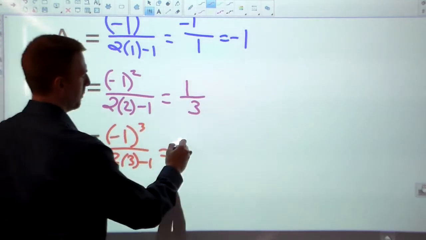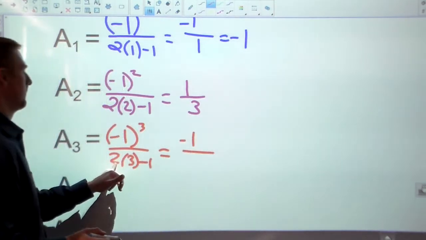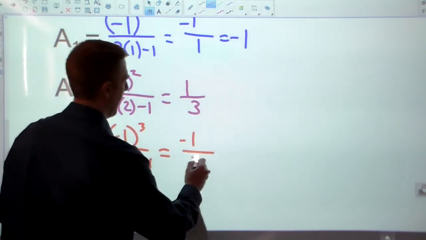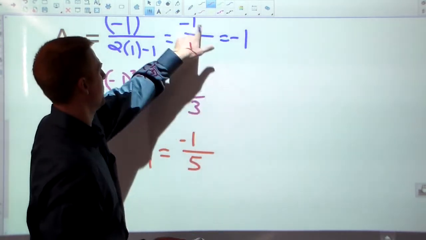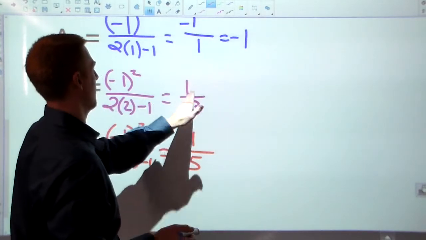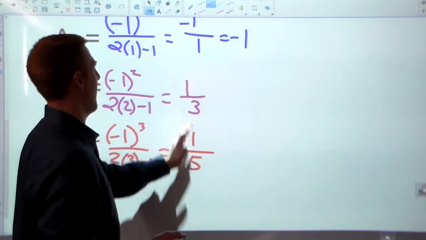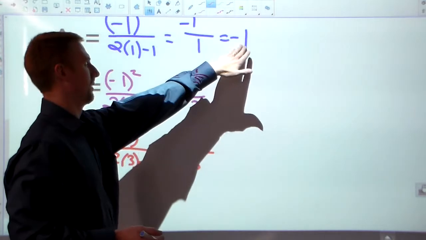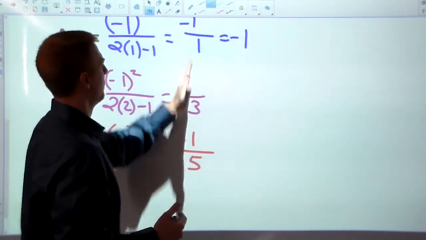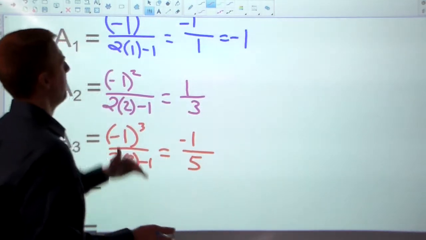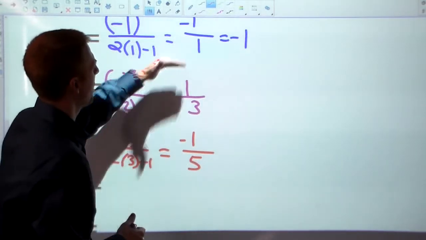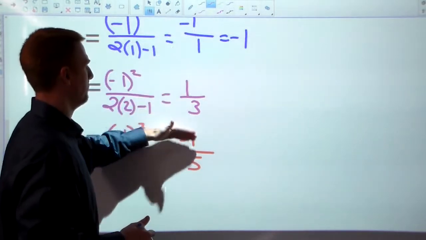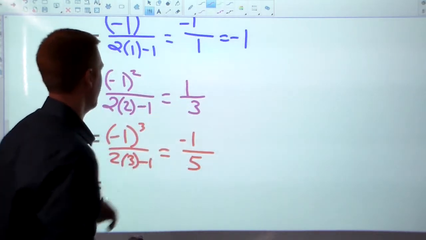Negative 1 cubed will be negative 1 again. 2 times 3 is 6, minus 1 is 5. So if we look at what's going on, it might be good to look at this piece to follow the pattern, because they're fractions. This wasn't a fraction because it was divided by 1, but basically your outcome is a fraction each time. Signs are alternating between positive and negative. And on the numerator it's always 1, and the denominator is going through the odd numbers.